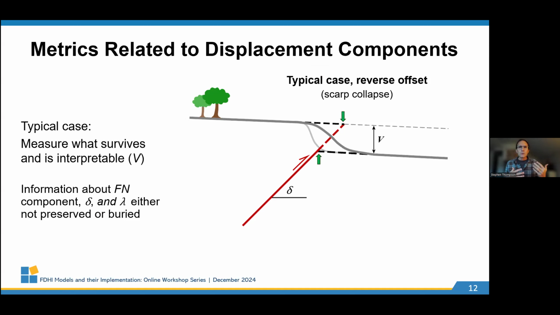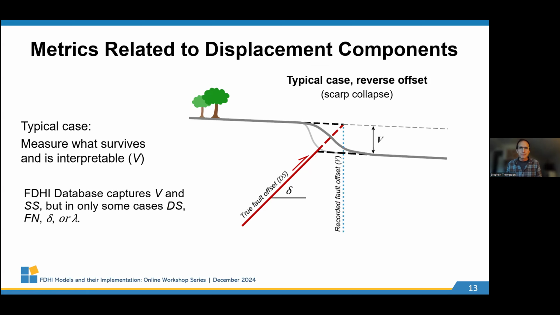And so the evidence for that whole dip slip displacement does not survive through the earthquake, and we are only able to measure what is surviving and what's interpretable. So for the reverse fault case, this is dominantly that vertical V component shown here. And that other information that we really want to have about the fault normal component, that's missing. The information for that is buried in this case, and so isn't easily recoverable in a post-earthquake fault investigation.